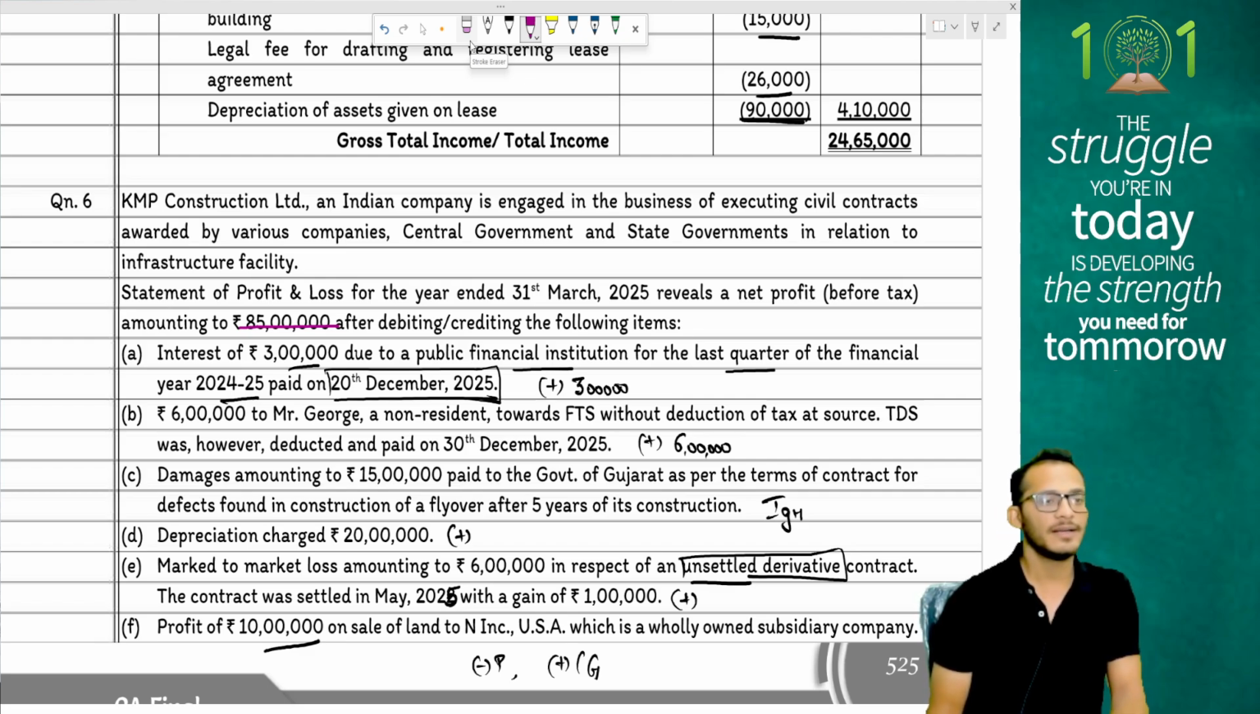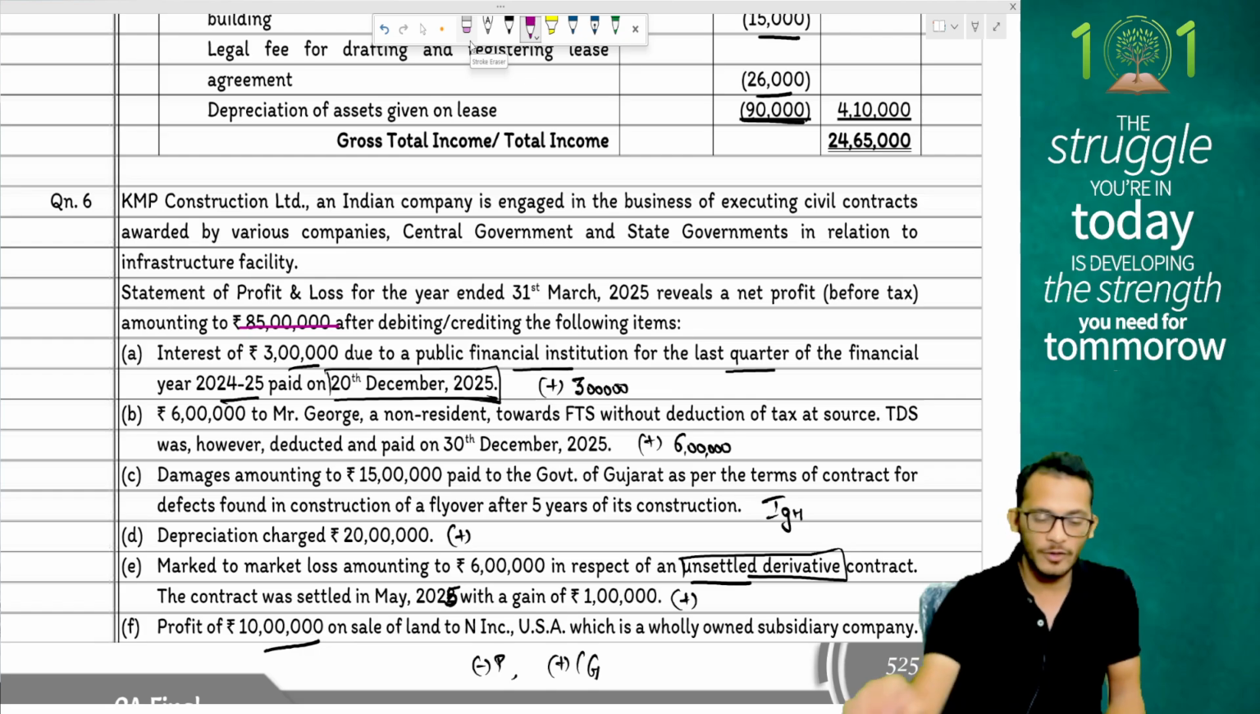Since it is already debited to P&L, no further adjustments are required. Item number, amount is dash.